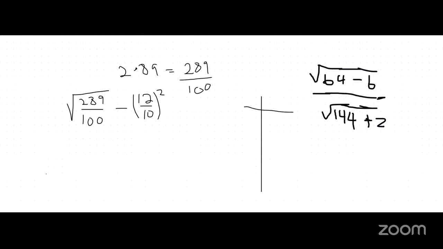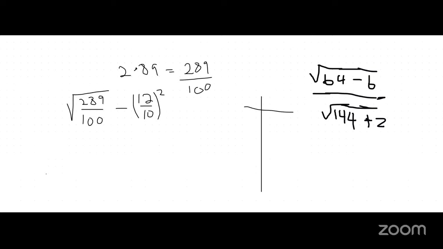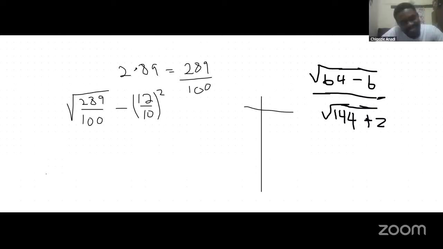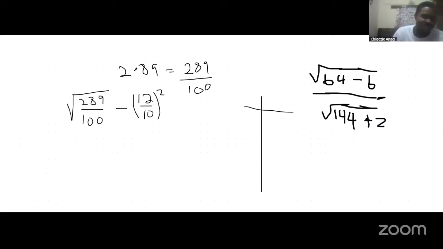Tell me what are prime numbers. A prime number is a whole number that's greater than one and only has two factors, one and itself. Very good. I'm happy you know what prime numbers are.